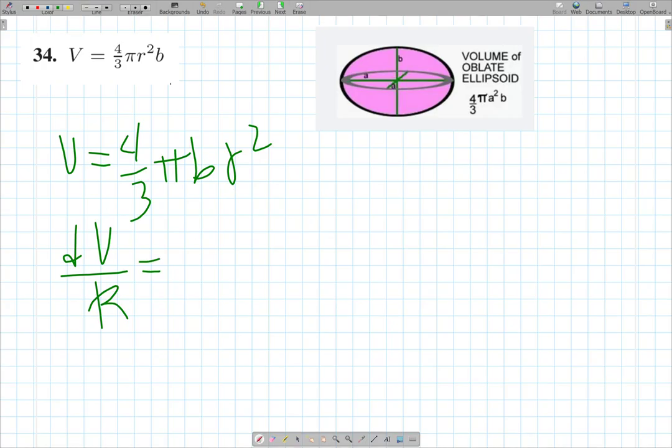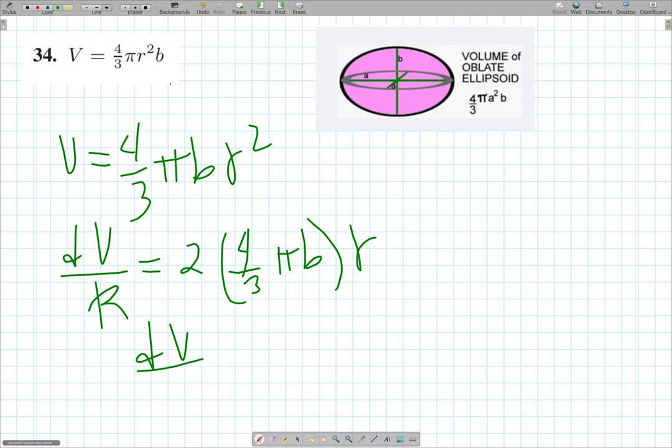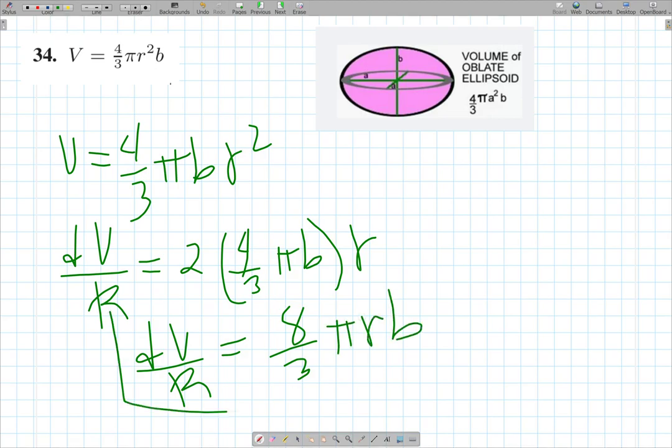Next is, diba? Ano ang i-derive natin dito? Yung r, no? May exponent 2. So, 2 times, no? 2 times this one. Isa-isahin ko muna, no? 2 times 4 over 3 pi b. Diba? And then r, 2 minus 1 is 1. So, simplifying, your dV over dr is equals, of course, 2 times 4 is 8 over 3 pi r b.